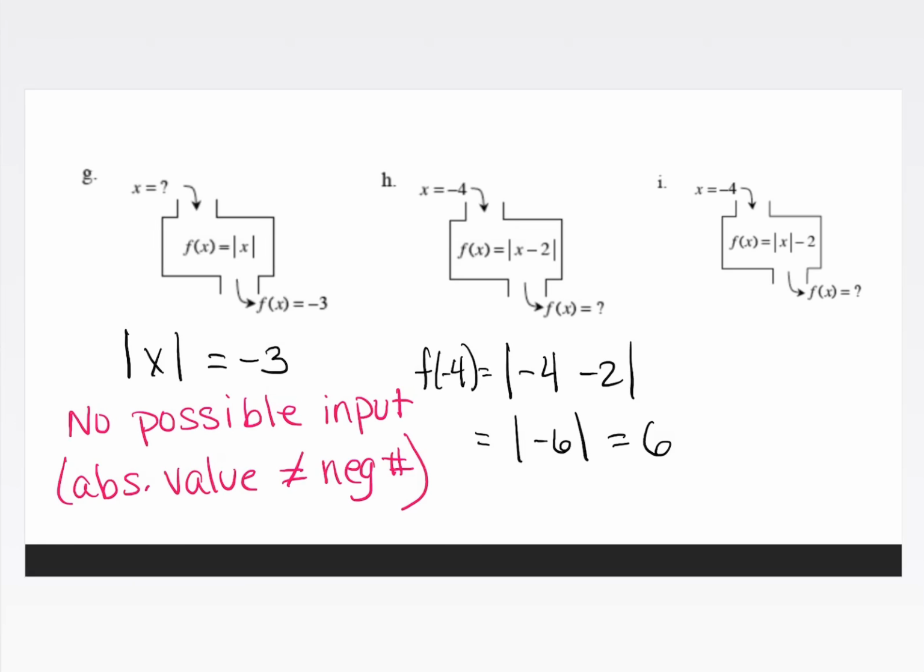Last but not least, we're plugging in x equals negative 4 into the absolute value of x minus 2. So f of negative 4 equals the absolute value of negative 4 minus 2. The absolute value of negative 4 is positive 4, subtract 2. So f of negative 4 is positive 2.